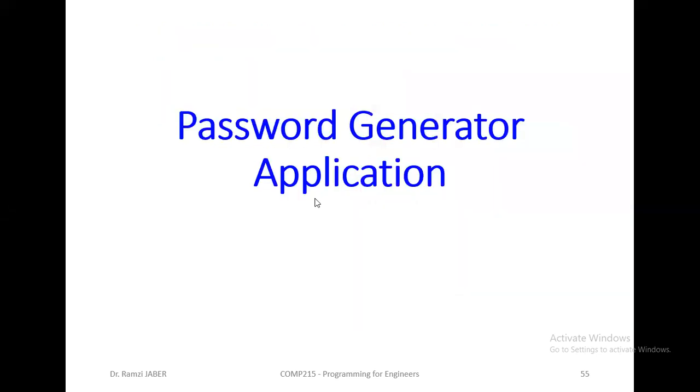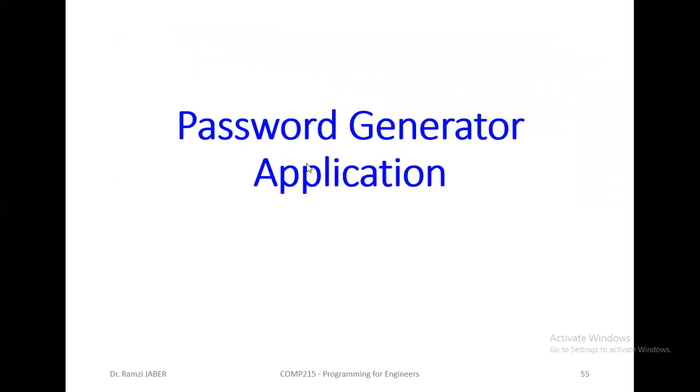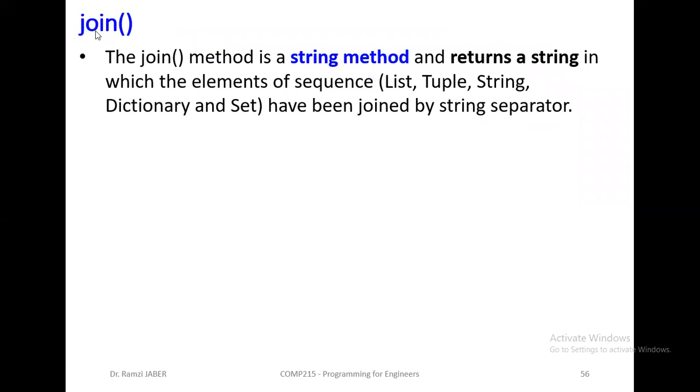Okay, now the last application, password generator application. Before generating a password, we need a command, a syntax called join. The join method is a string method and returns a string in which the elements of a sequence. So a list or tuple or string or dictionary and set can be joined by a string separator.